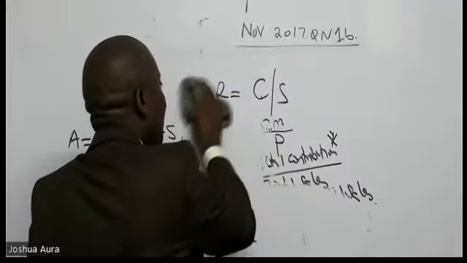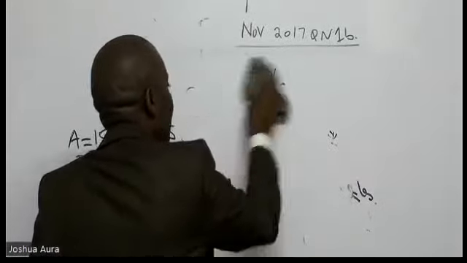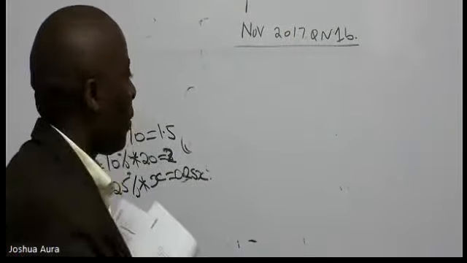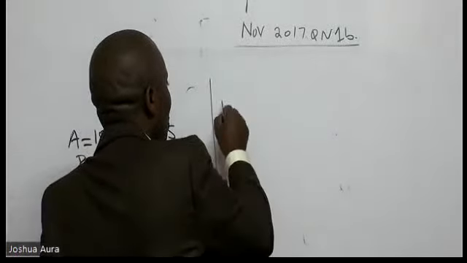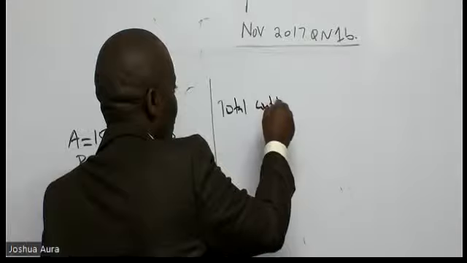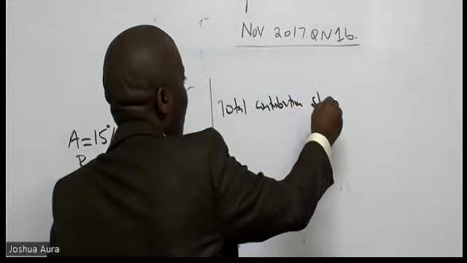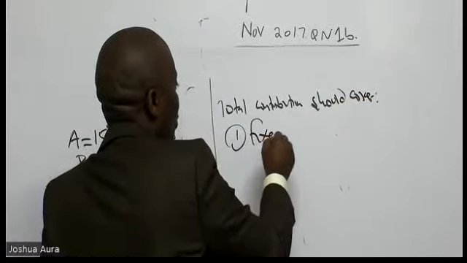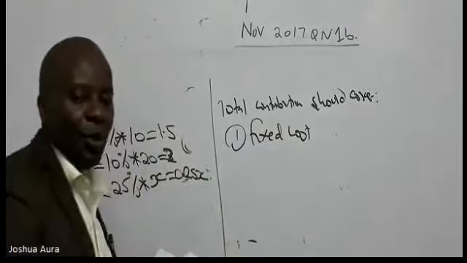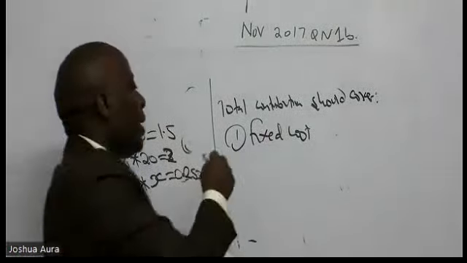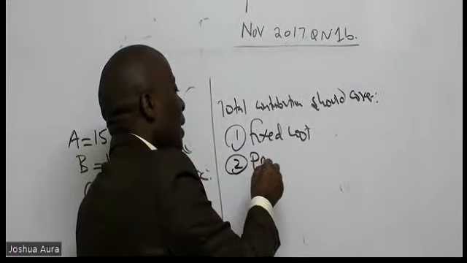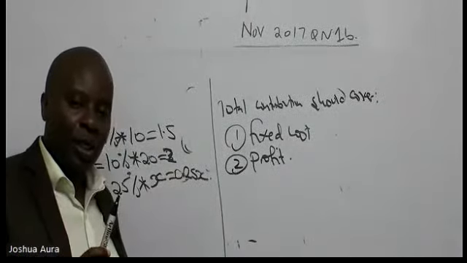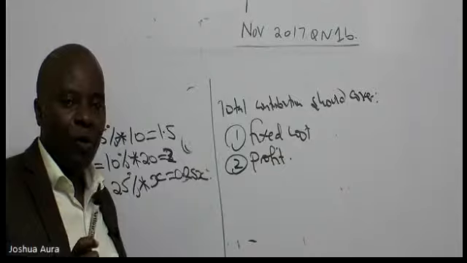The other thing, ladies and gentlemen, that I'm supposed to know very fast is that the total contribution that we generate should cover, number 1, the fixed costs of a farm. We contribute towards fixed cost, that's number 1. And then number 2, we contribute towards getting a profit, the profit of the organization.